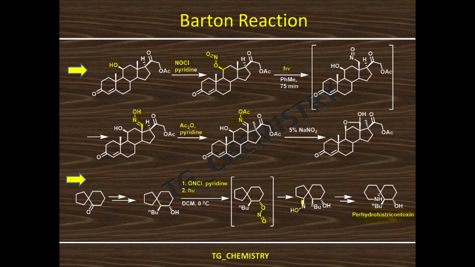to form the oxime compound, and that, upon several steps, which I didn't put here because they are not very important since we are studying the Barton reaction, will eventually produce perhydrohistrionicotoxin, that natural product molecule. Okay, so these are the reactions regarding the Barton reaction.